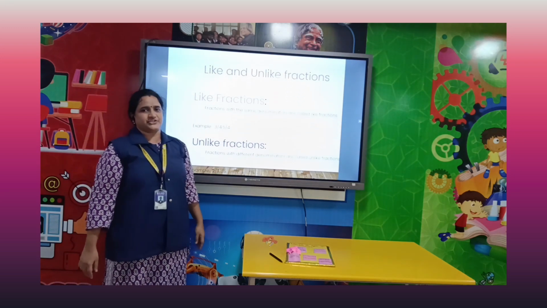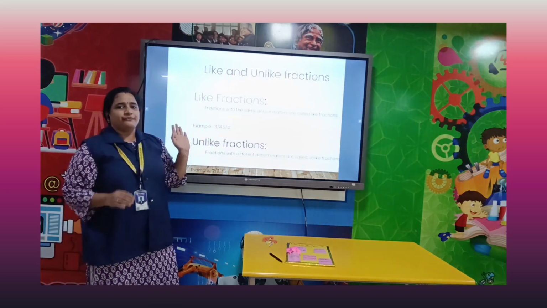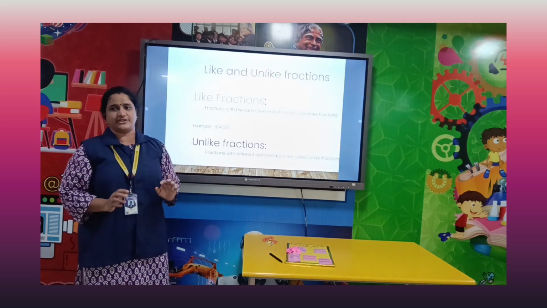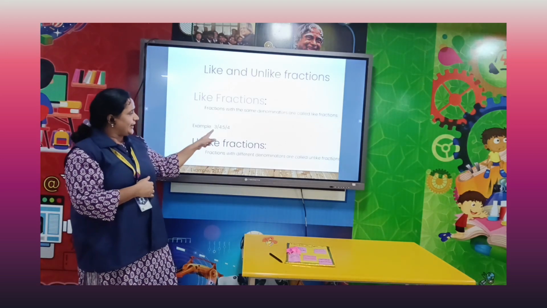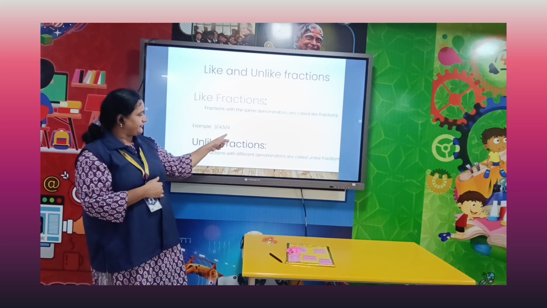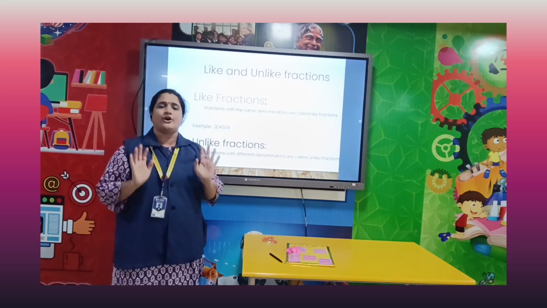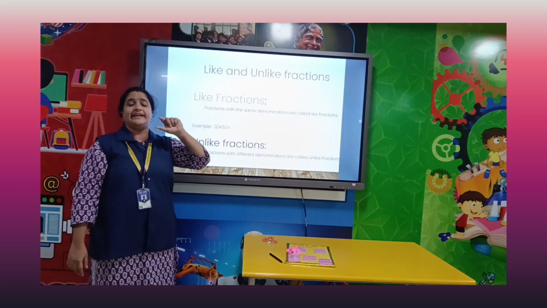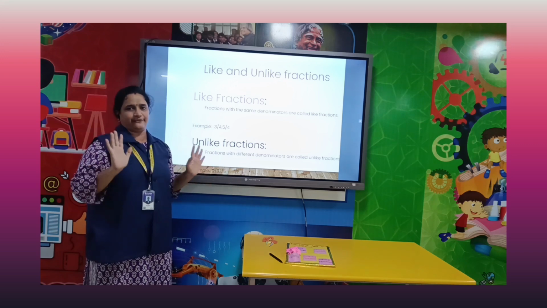Like and unlike fractions. Yes, first, like and unlike. What is a like fraction? Fractions which have the same denominator are called like fractions. Here you have to see the denominators. In the denominator you have only the same number, 4. Here also, 3 by 4, 5 by 4. But in the numerator you have different numbers, that is 3 and 5. You can have whatever number in the numerator, but in the denominator you have the same number for all of them. That is called like fractions.